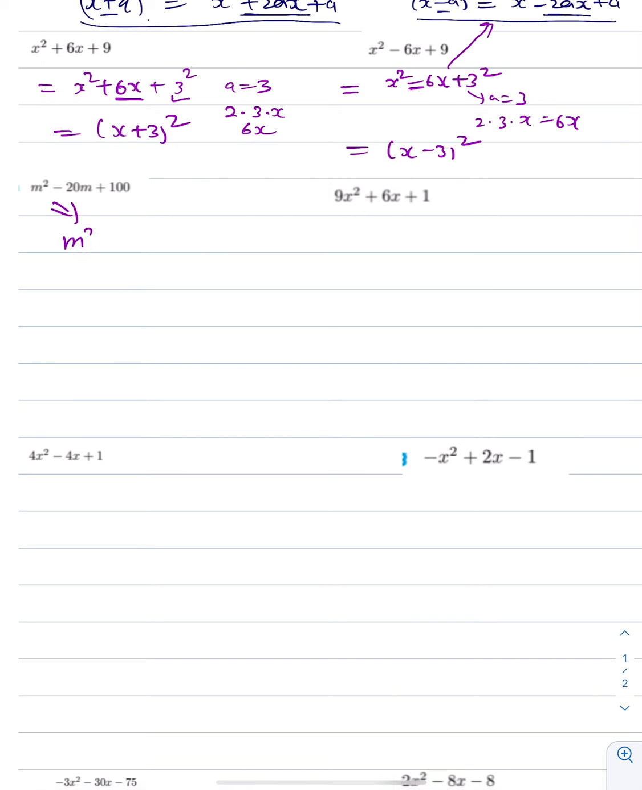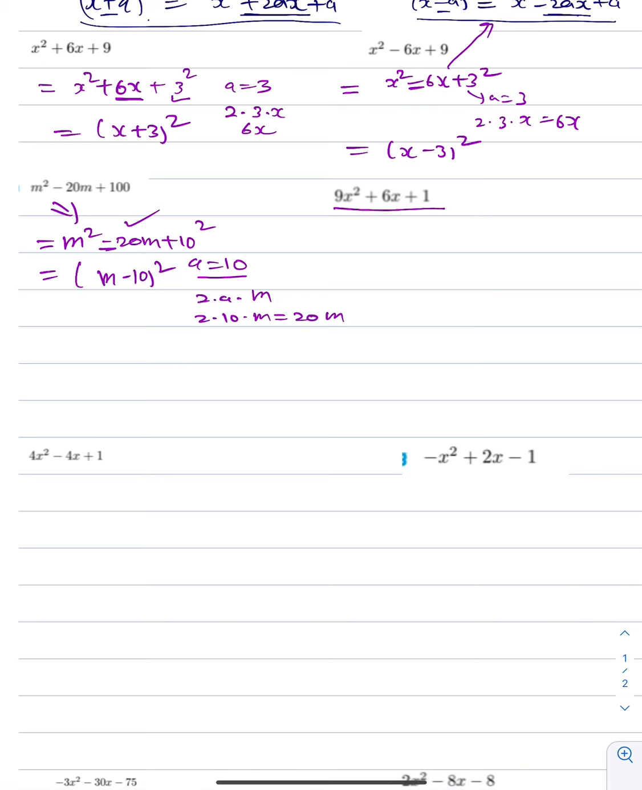Similarly here, this is m squared minus 10m plus 100, which can be written as 10 squared. Now a is 10, so 2 times a times x, 2 times 10 times m, gives me 20m. So this is checked, and since it's negative, we are going to use the minus formula. In this case, it's m, so (m minus 10) whole squared.